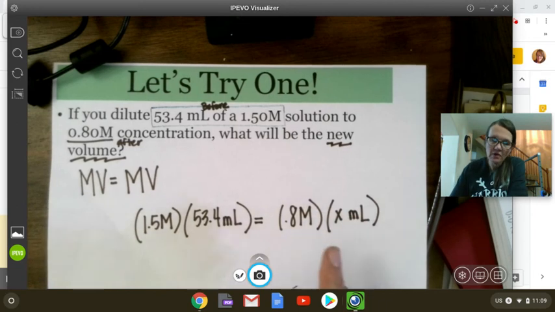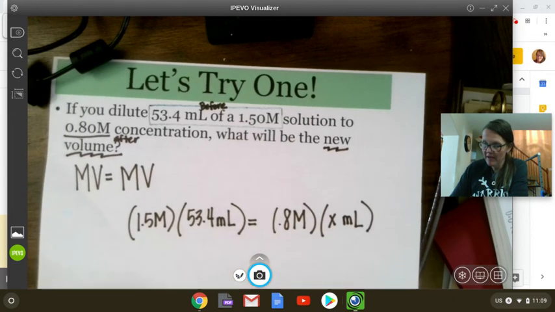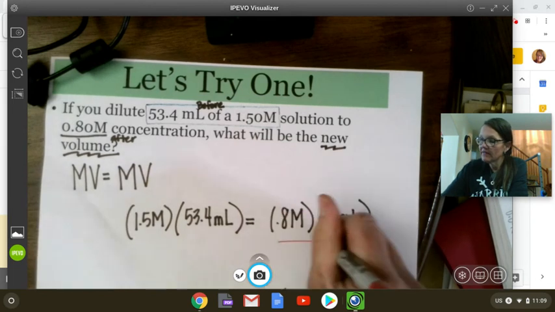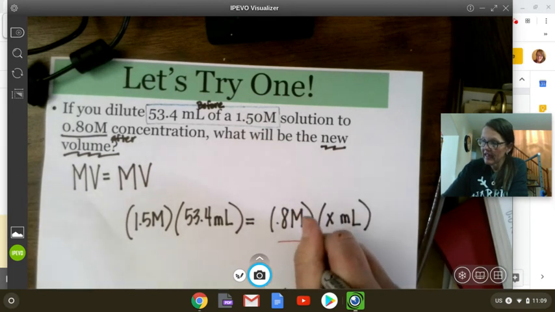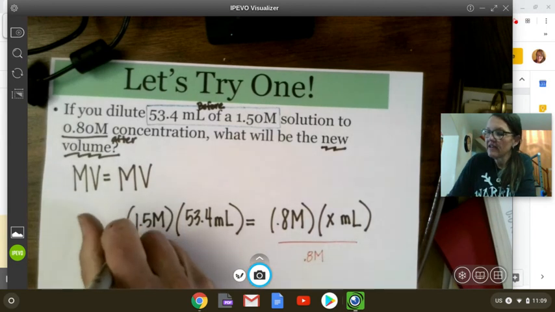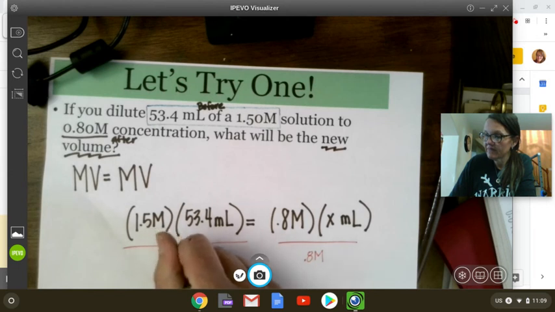For those of you who want a little extra help, how are we going to get this X by itself? Well, we're multiplying 0.8 by X. So when we want to get something alone, we have to do the opposite mathematical function. So since we're multiplying by 0.8, we're going to divide by 0.8, right? Now, of course, math we know is fair, right? So if we're going to divide by 0.8 on this side, then we need to divide by 0.8 on this side.